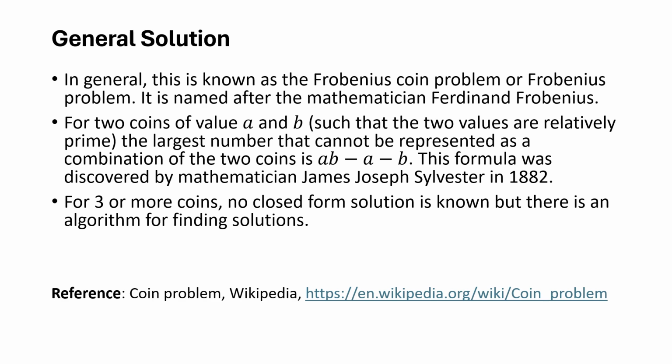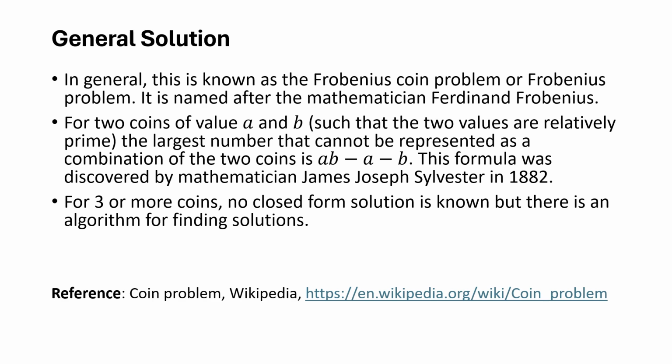The basic idea is you want to find 7 change amounts in a row that you can make, and then after that you just keep adding 7 to each one, and you can keep getting every possible change amount after that. So here's the general solution. For 2 coin values A and B, where A and B are relatively prime, so they have no common divisor other than 1, the largest number that cannot be represented as a combination of 2 coins of these values A and B is A times B minus A minus B. So for the problem we looked at, 3 times 7 is 21, minus 3 minus 7, it's 11, and that was the answer we got on the last slide.